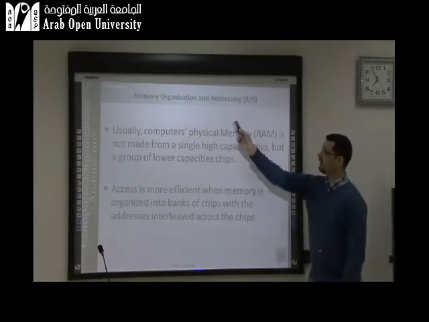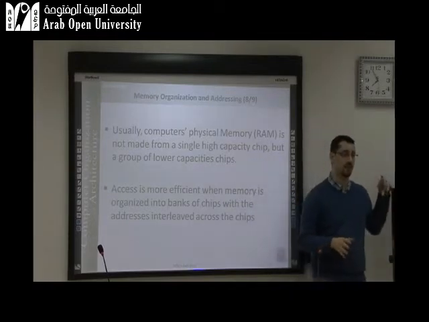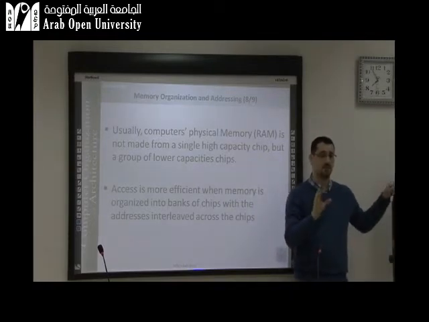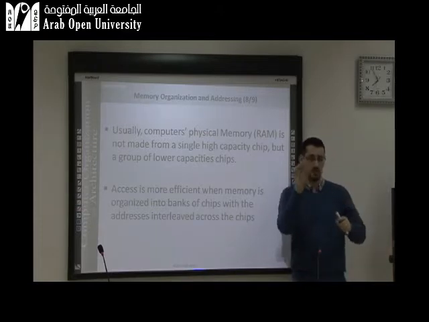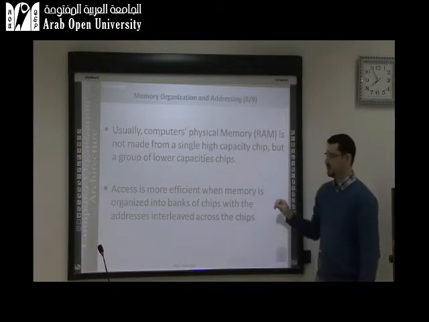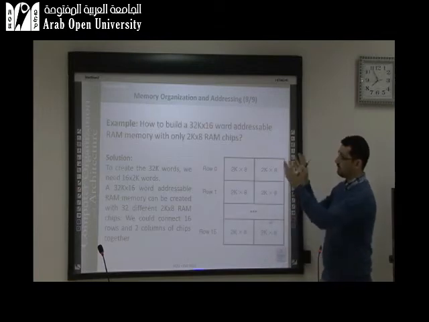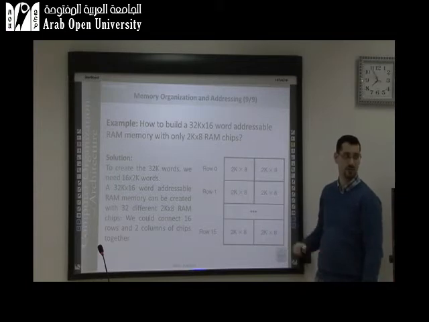Now, final point regarding the memory organization and addressing. Usually in a computer system, RAM is not contained in only one integrated circuit. Even if you buy one chip, this chip contains several integrated circuits, several parts, okay? So, in fact, what we try to do is to create a memory with a big capacity with smaller memories, with a smaller random access memory.